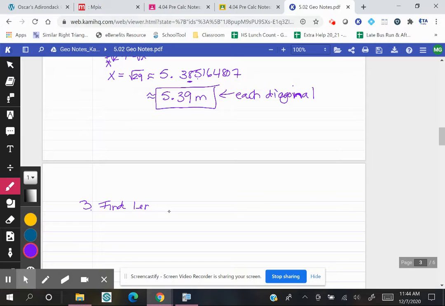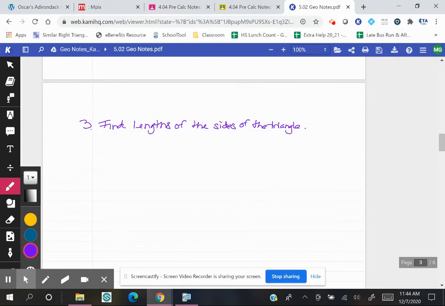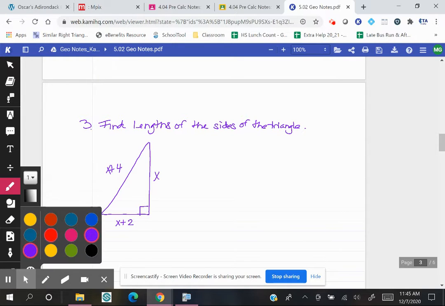Number 3, find the lengths of the sides of the triangle. And I'm going to give you a picture for this one. So it is a right triangle. This side is x, this side is x plus 4, and this side is x plus 2. So pause the video here and see if you can come up with an equation that you could solve based off of these side lengths and that it's a right triangle.